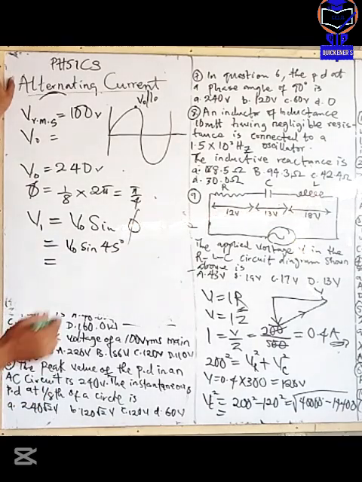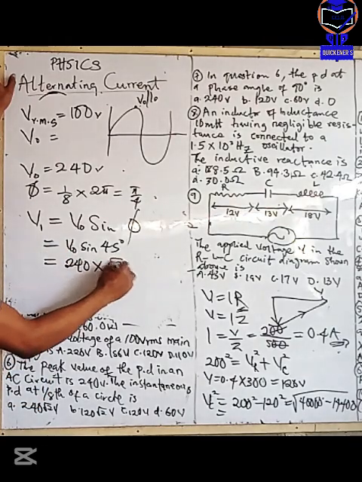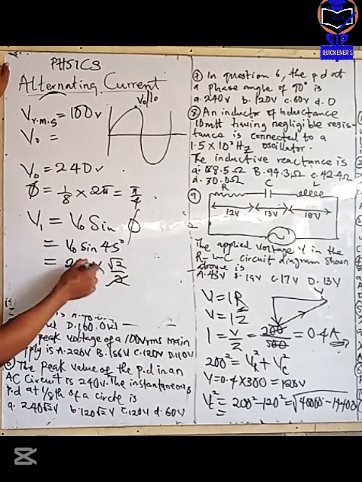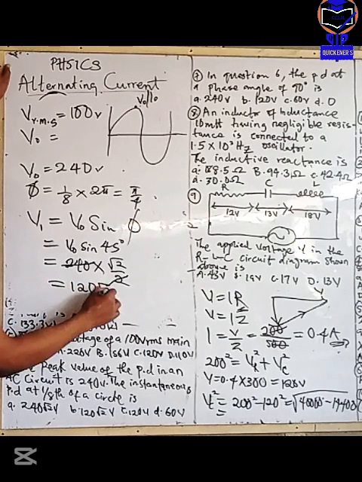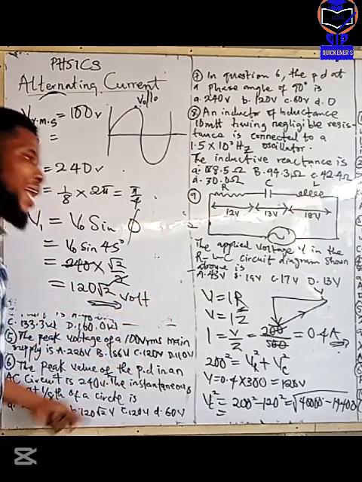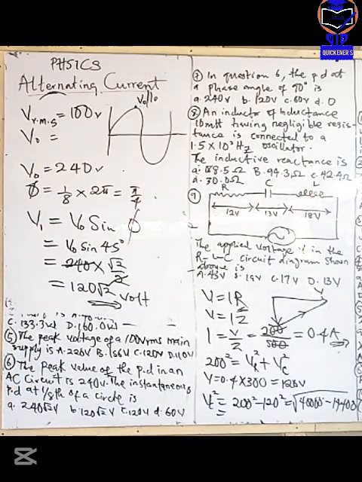is root 2 over 2. So this is 240 times root 2 over 2. Please take note, sine 45 is root 2 over 2. So this is how we calculate this. So what would this be? 120 root 2. So this is your voltage at that instant. At that instant of what? 1/8 of a cycle. I hope you get the explanation there.